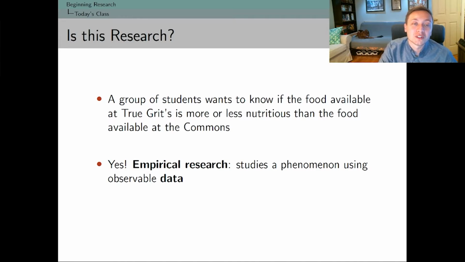This is a form of research called empirical research, which means that we're able to use observable data to study it. And so this has nothing to do with politics, so it's not acceptable for our purposes for this course. But certainly, and this is the kind of thing I want you to get a habit of doing, we could imagine designing a study where we'd be able to observe whether the food available at True Grits is more or less nutritious than the food available at the Commons.